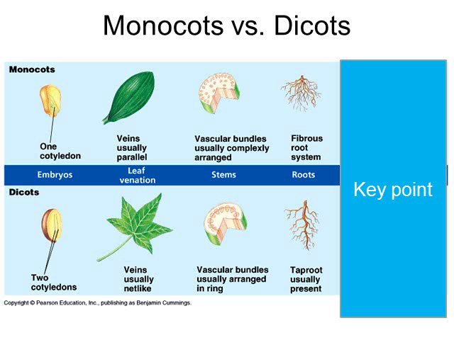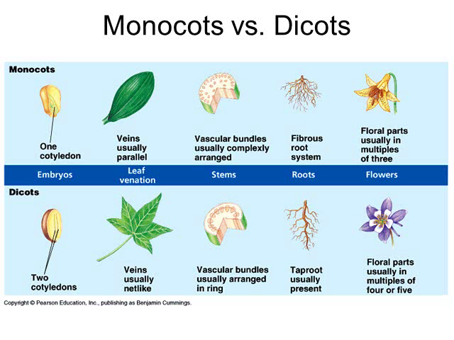There's another key point, though, besides the leaf veins, and this is the last one. Look at the flower parts. If you count the petals or count the sepals, eventually count the male parts called the stamen, flower parts, if they are in multiples of three, that would be a monocot. But if they're in multiples of four or five, that would be a dicot.